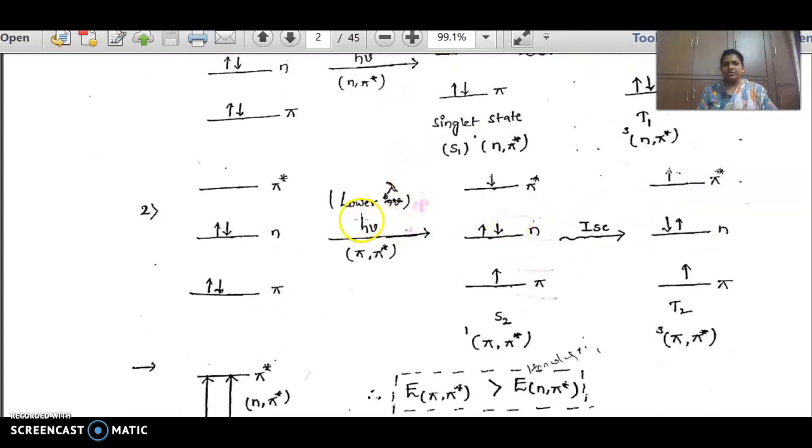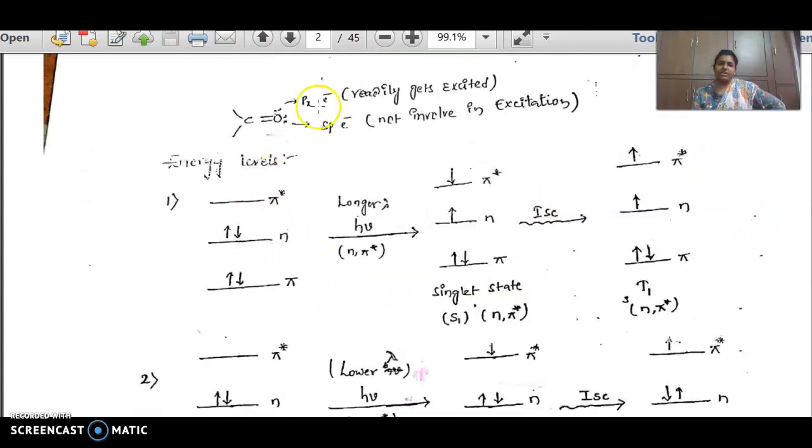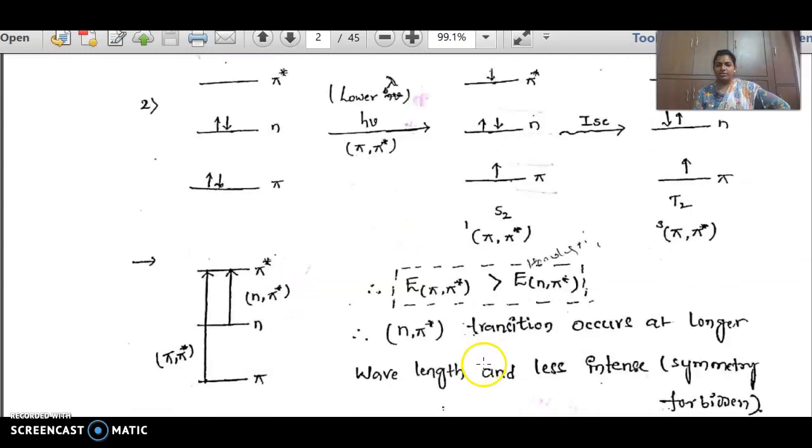Pi to pi star occurs at low lambda wavelength values. The light which has low lambda value will be absorbed. Then at lower wavelength, from the lower state it will jump to the pi star. Pi to pi star singlet, by intersystem crossing, forms the pi to pi star triplet. These are the types of transitions, n to pi star and pi to pi star: n to pi star at longer wavelengths, pi to pi star at lower wavelengths.